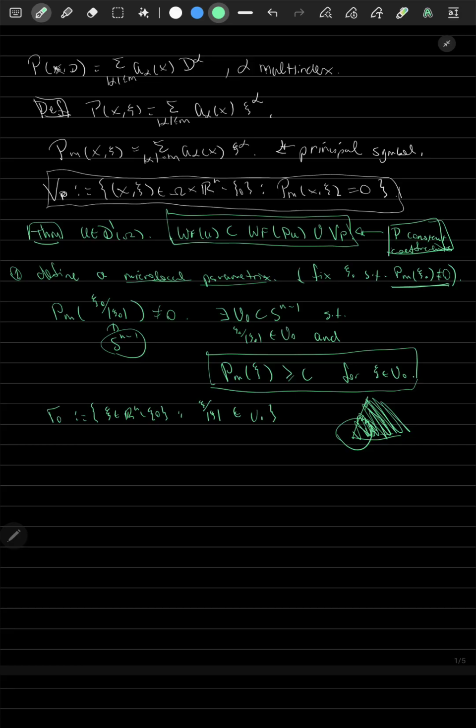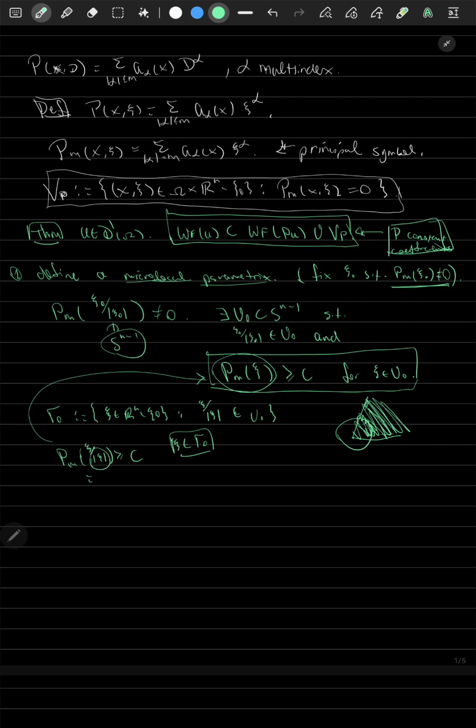So what do we have now? What can we say about the values of Pm on this gamma 0? So we had that Pm of xi is greater than or equal to C if we were in that U0. So let's suppose that we have some xi in gamma 0 now. Well, we know that xi divided by its absolute value is going to be greater than or equal to C, right? By this. So by the homogeneity of Pm, we can actually pull this guy out.